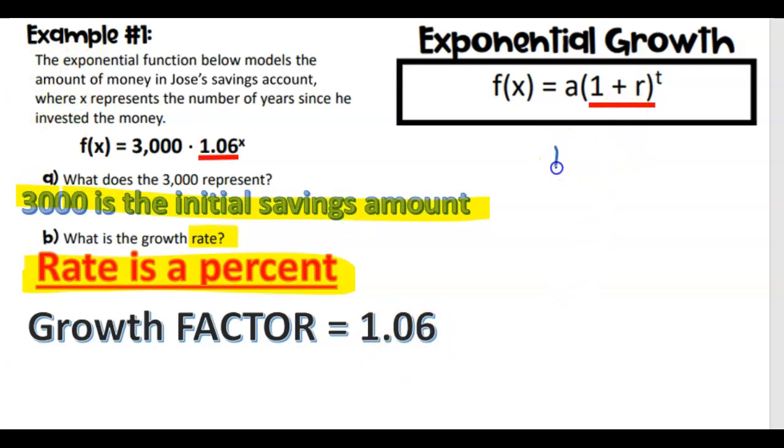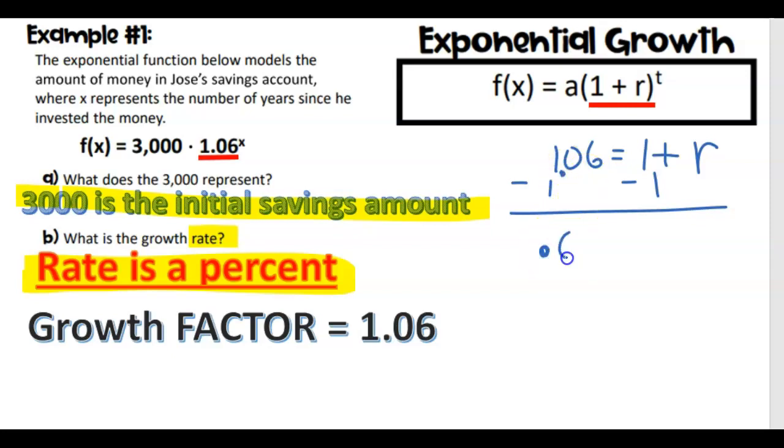Do you see that the 1.06 is at the same place in the equation as the 1 plus R? So how do I get just the rate without the 1? Subtract the 1 from both sides. And so then this would be 0.06 is equal to R, and R stands for the word rate. So the growth rate is 0.06. But we always talk about the growth rate not as a decimal, but as a percent. How do I change this decimal number into a percent?